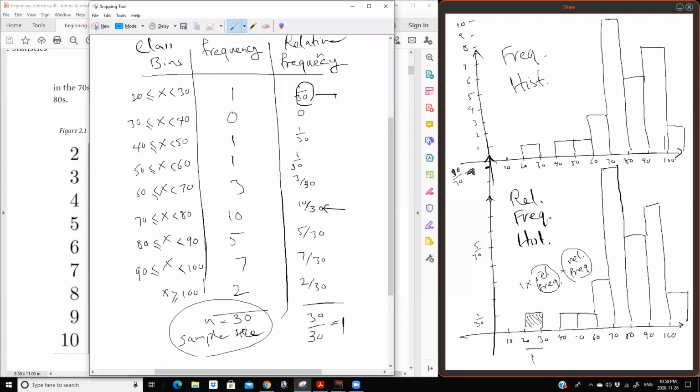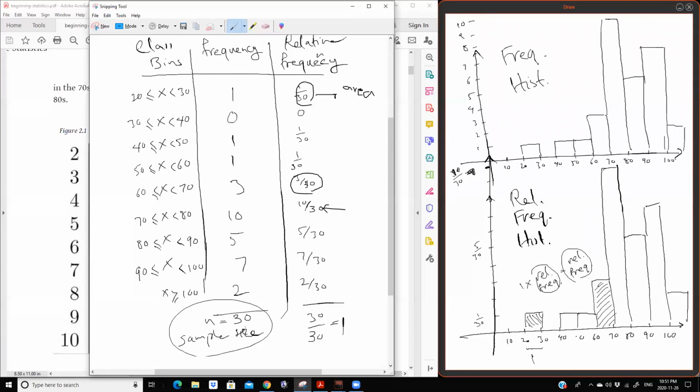So this becomes the area of... it's very difficult to write with a mouse. It's going to be the same as the area of the first bar, or the area of this bar here is going to be exactly 3 over 30. So that's going to be the same as the relative frequency of the numbers between 60 and 70. Make sense?